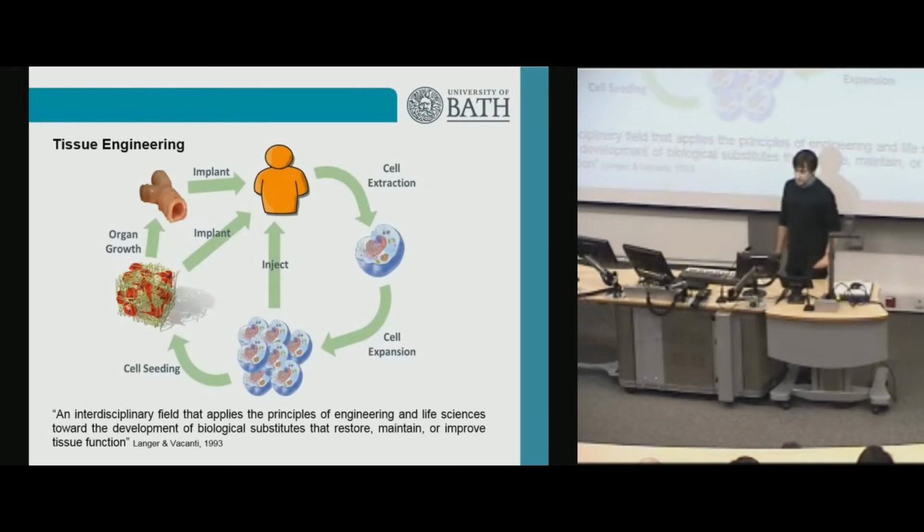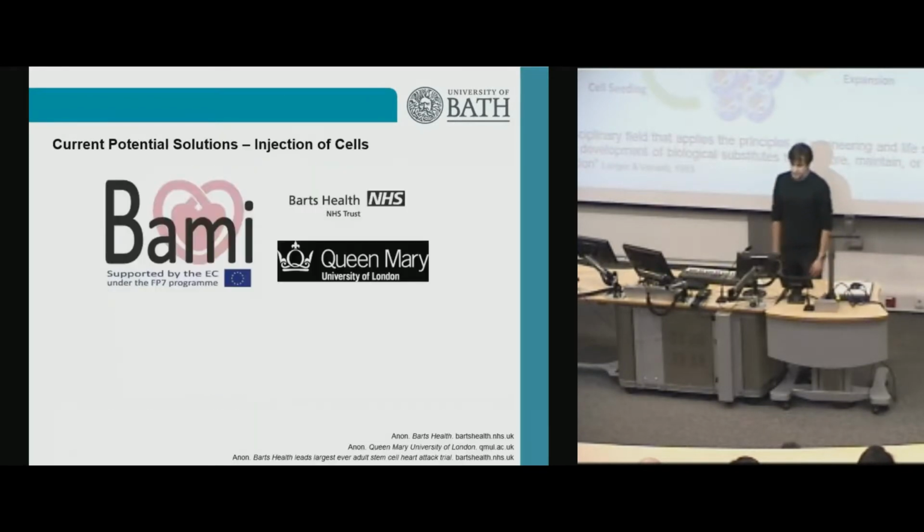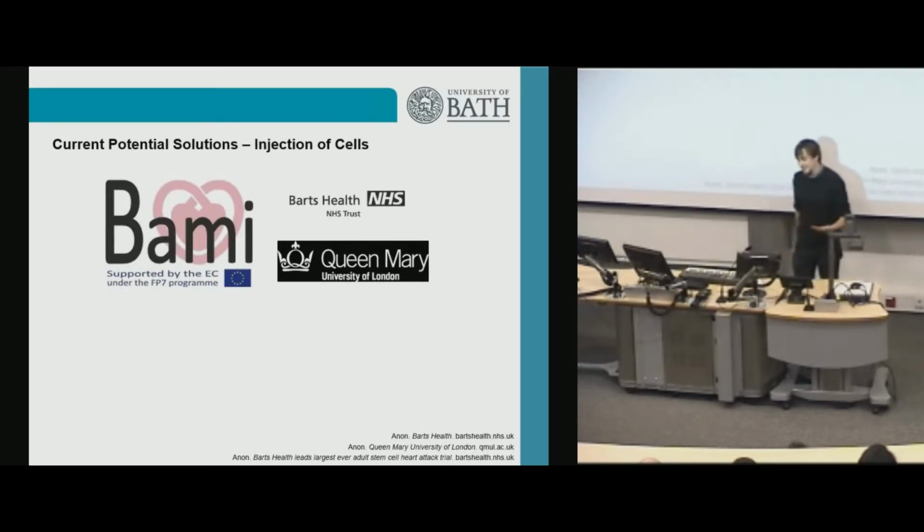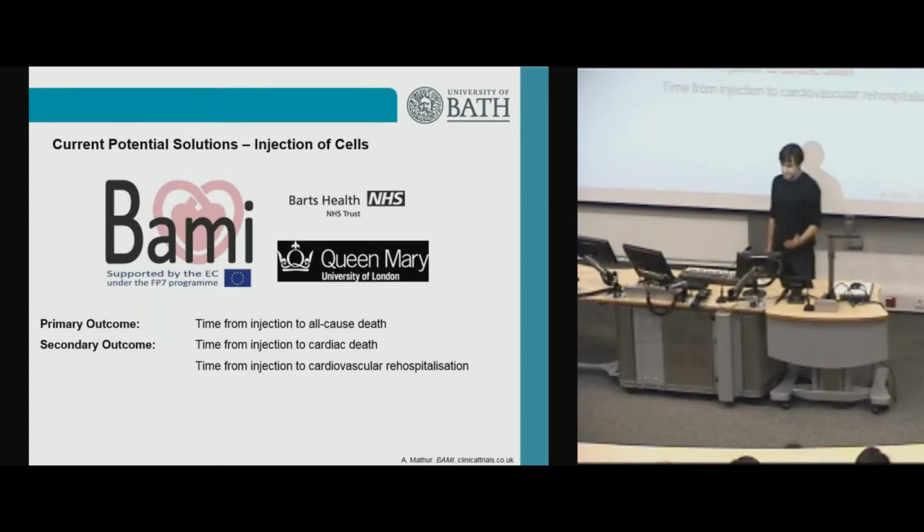And there's a number of different approaches that we can take to try and do this. So you may have heard of the BAMI (Bone marrow cells in Acute Myocardial Infarction) large-scale clinical trial being carried out by St Bart's and Queen Mary's. And this looks at the injection of cells directly into the heart after a patient has a heart attack. However, we find that actually the primary outcome of this is health and safety. So we don't know what effect this will have on the body, and so actual improvement in the heart is actually a secondary outcome for this.